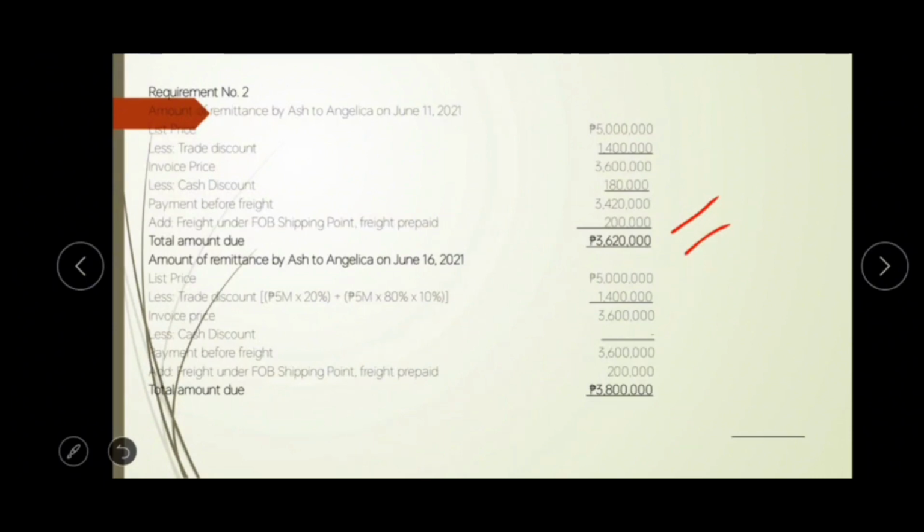To continue, if payments are made on June 16, 2021. Again, list price 5 million less trade discount of 1,400,000, equals invoice price of 3,600,000. As you can see, there is no cash discount, because it is already beyond the 10 days. So there is no cash discount and payment before freight is 3,600,000. Add the 200,000 delivery cost as accommodation. Then the total amount is 3,800,000.